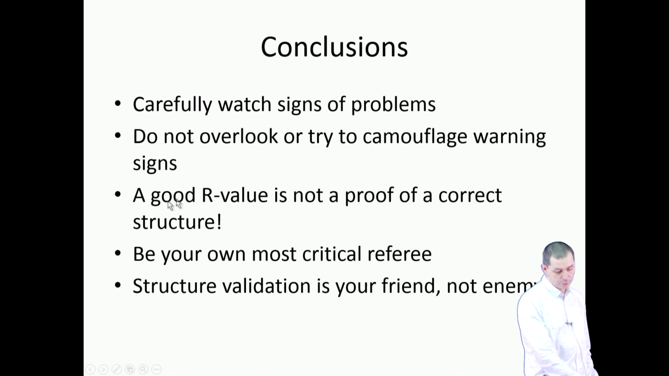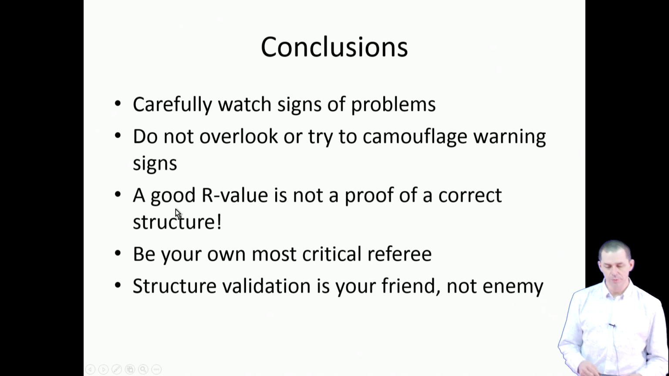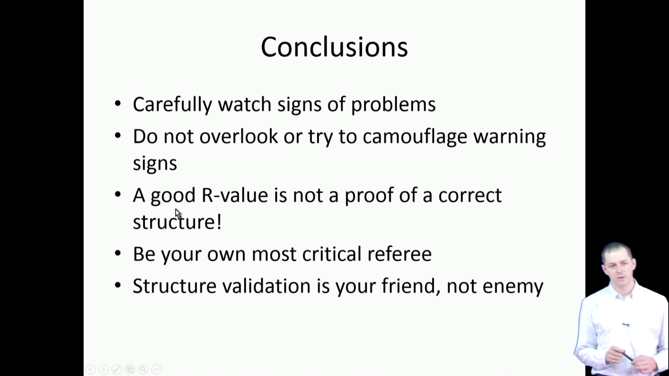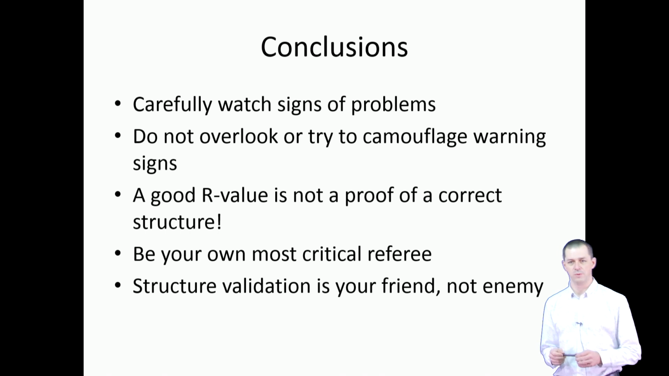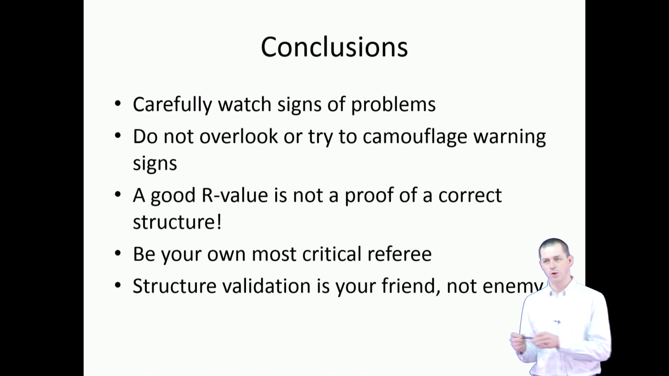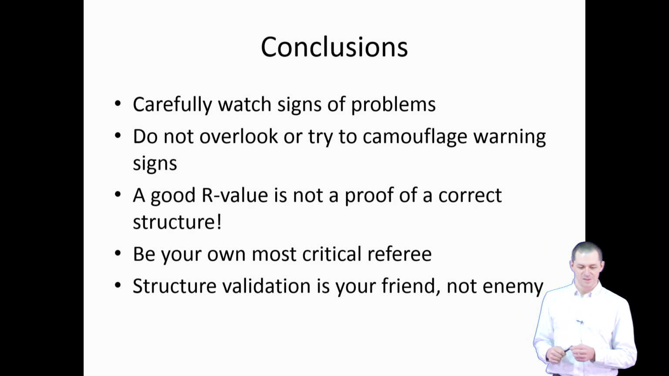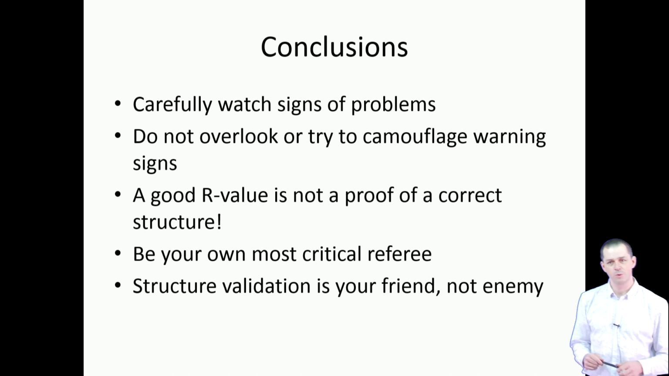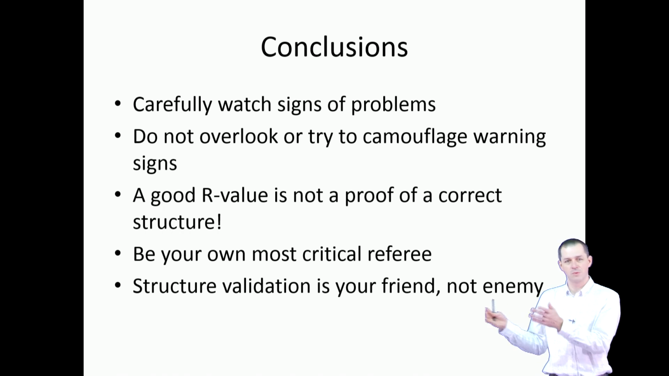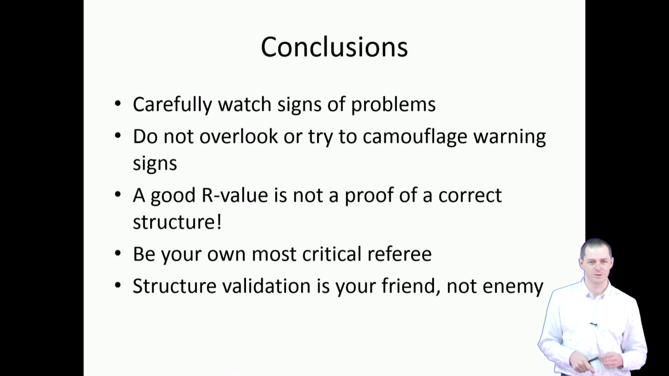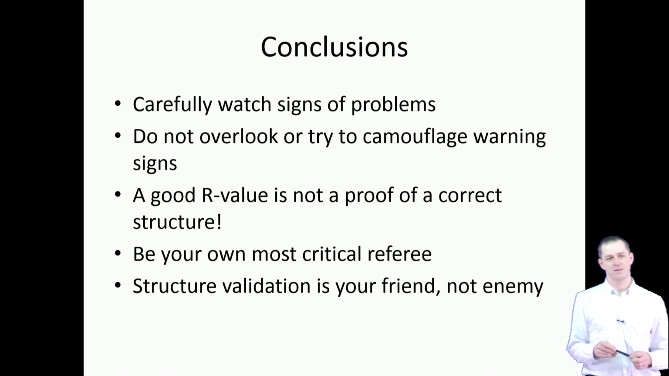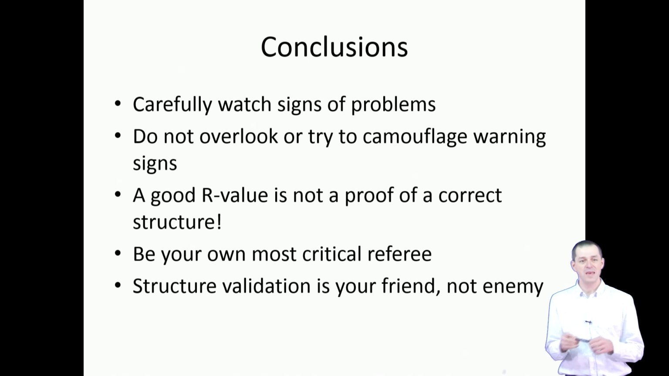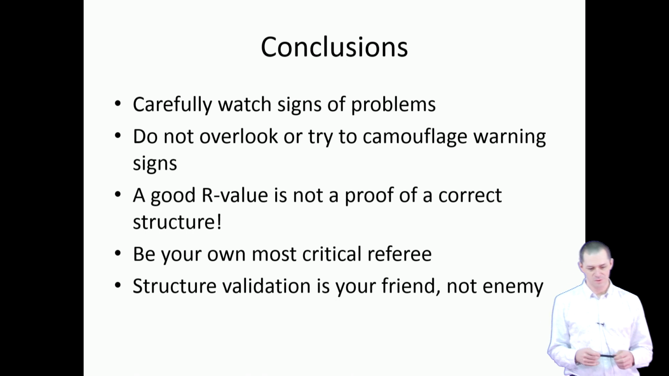An important point: a good R value is not a proof of a correct structure. You can get a nice R value with a wrong structure. It's usually not completely wrong, but, well, partially wrong is still wrong. So that's very important. You should never use the argument, I got a good R value, so where's the problem? That's not an argument. An R value is a sign that your structure may be correct, but not a proof.